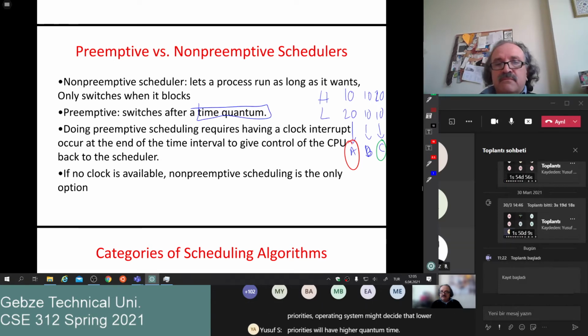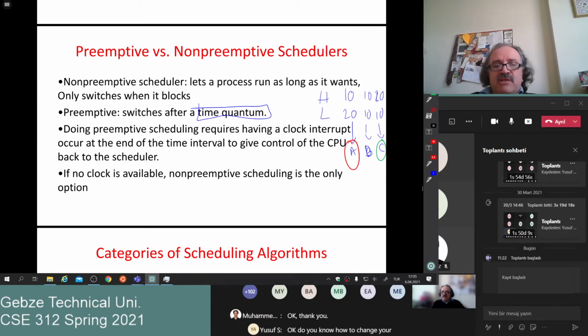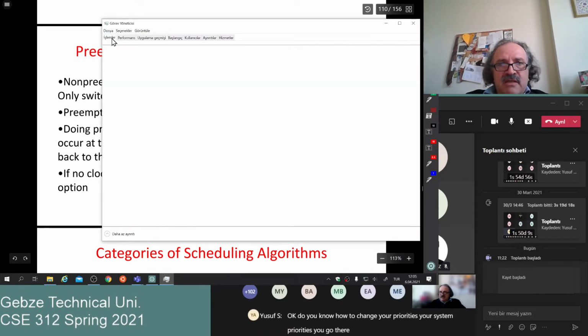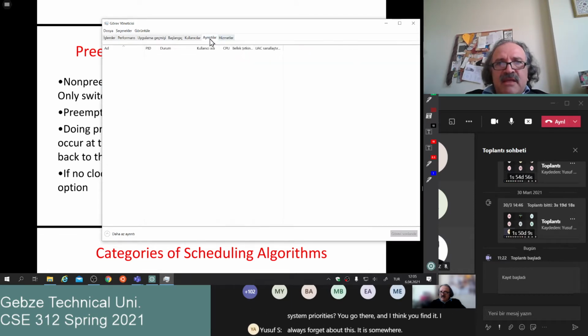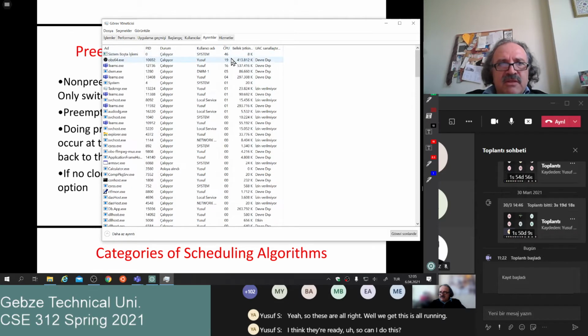Okay, thank you. Do you know how to change your system priorities? You go there, and I think you find it. I always forget about this. It is somewhere, maybe in the details. Yeah, look at this. These are all running. I think they are ready. Can I do this? Okay, so it is using this much of the CPU time.